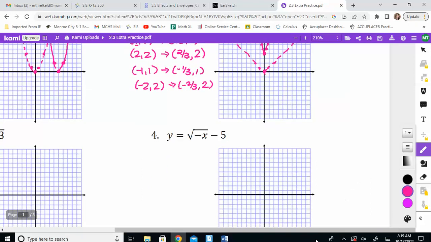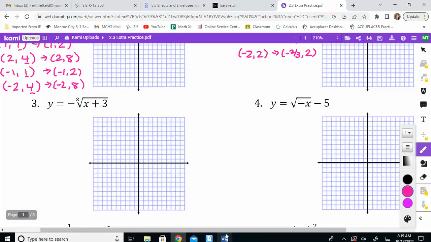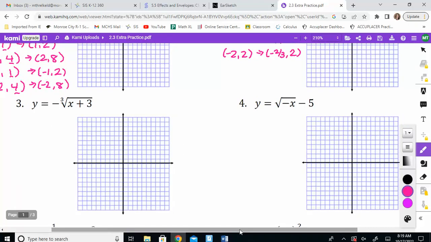All right, why don't you guys see if you can do 3 and 4? There's no stretching and shrinking on those two. You do have some reflecting. So take a second and see how far you can get with those two.